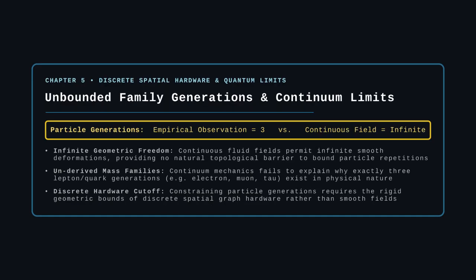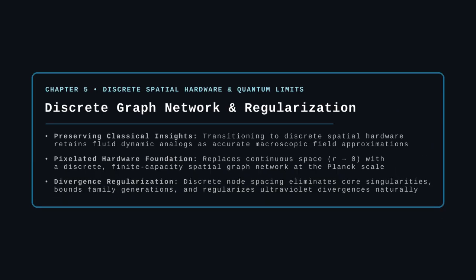Fourth, unbounded family generations. Because a continuous fluid field possesses infinite geometric freedom, smooth field models provide no architectural barrier to bound particle repetitions, leaving the origin of exactly three particle generations: electron, muon, and tau, underived. In summary, transitioning from smooth continuum calculus to the discrete spatial graph network in MSVT does not discard classical fluid insights. It provides the explicit, pixelated hardware required to regularize these divergences.